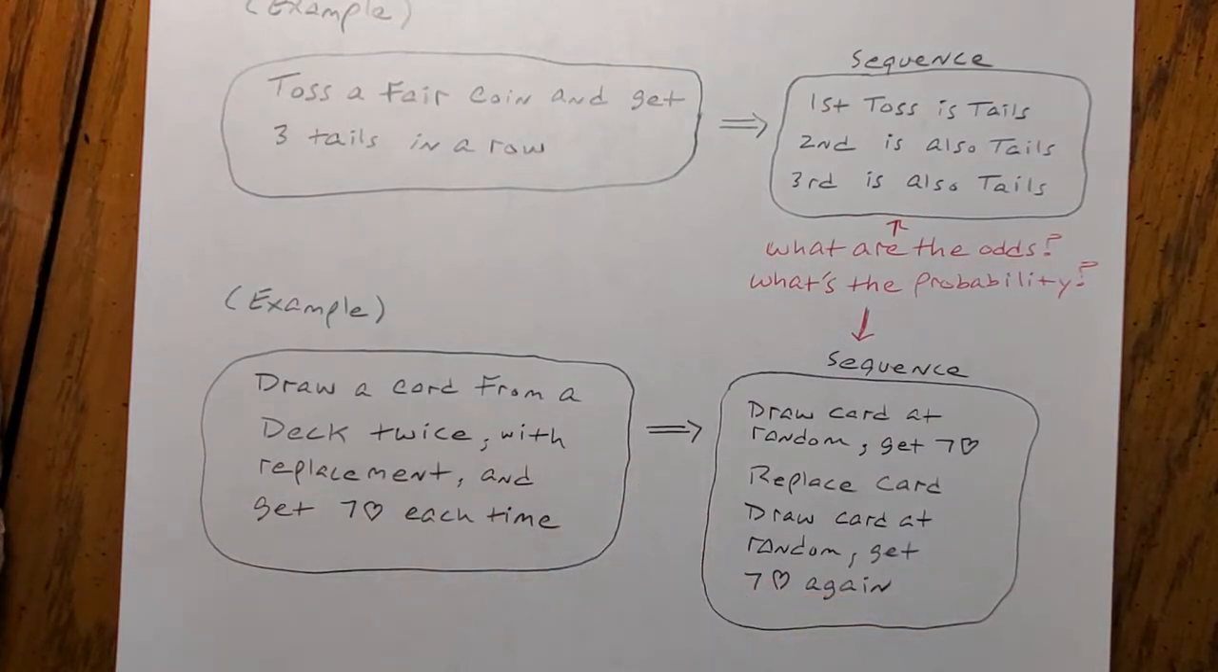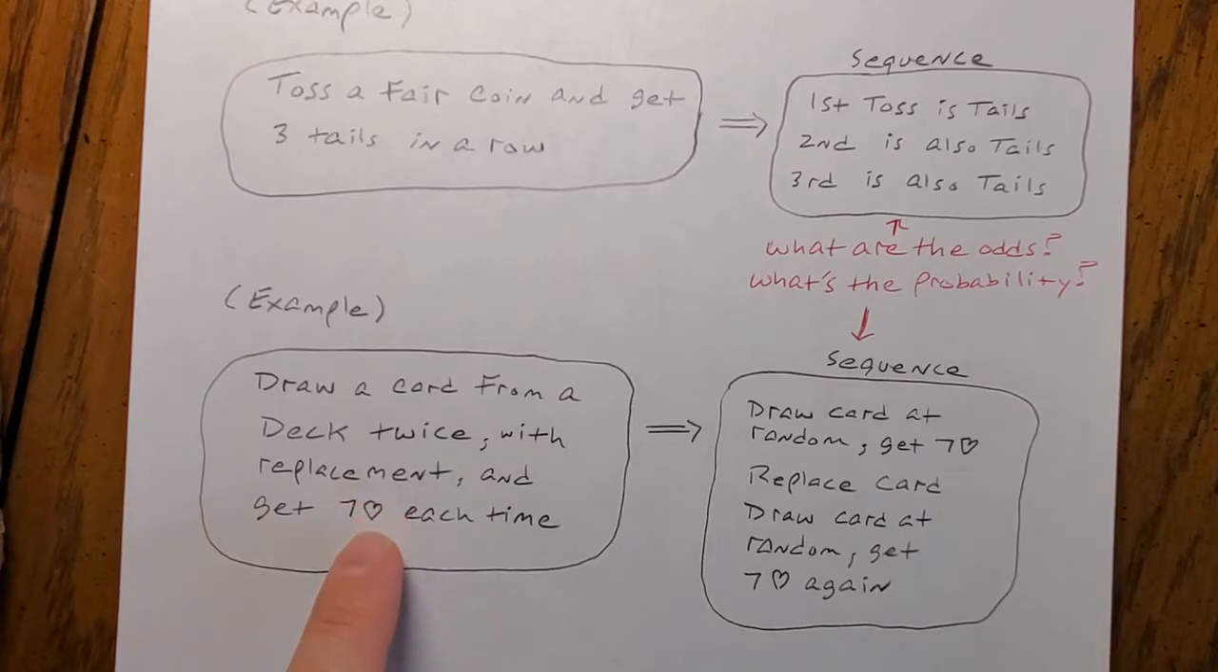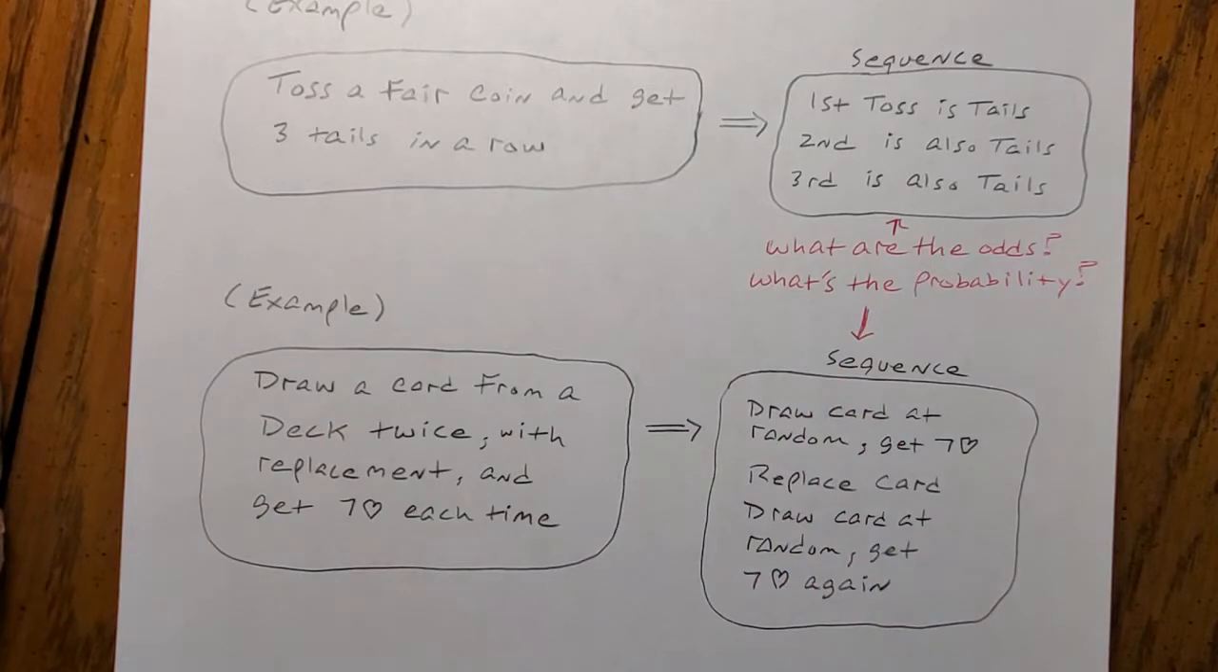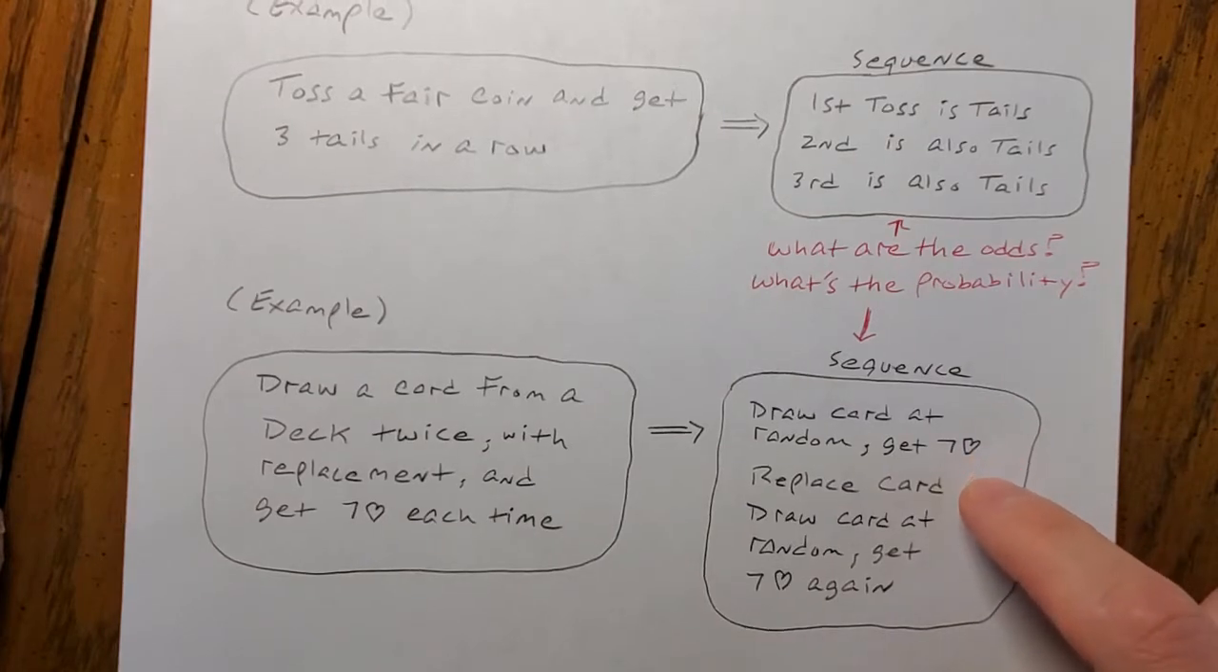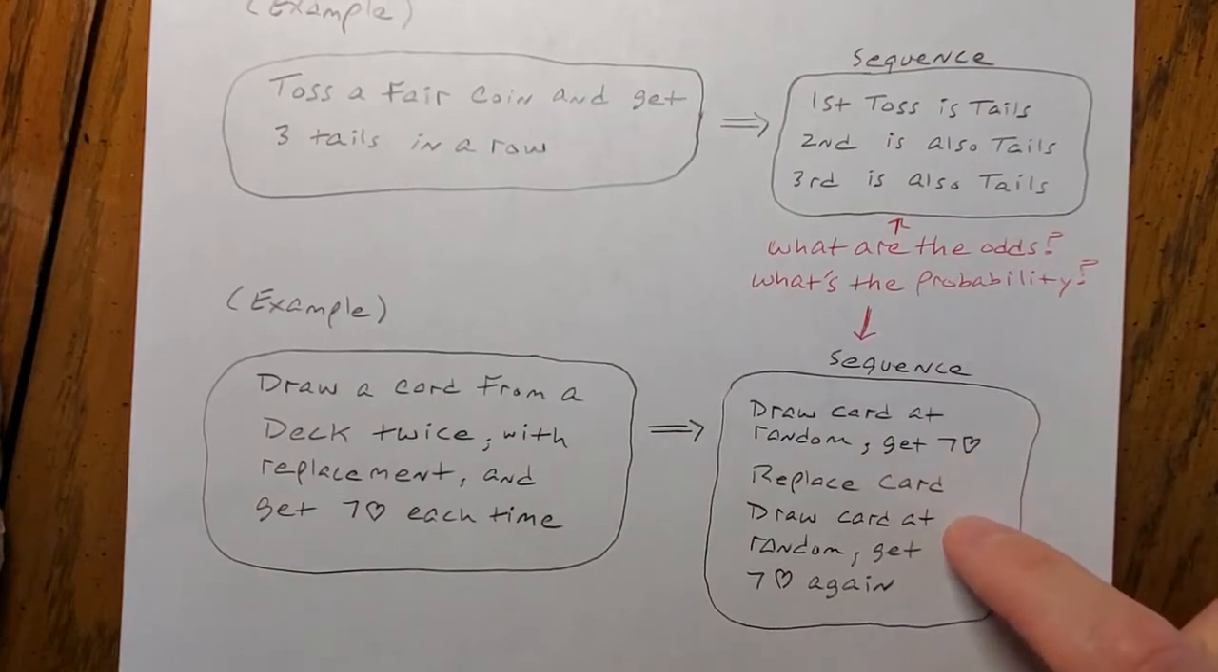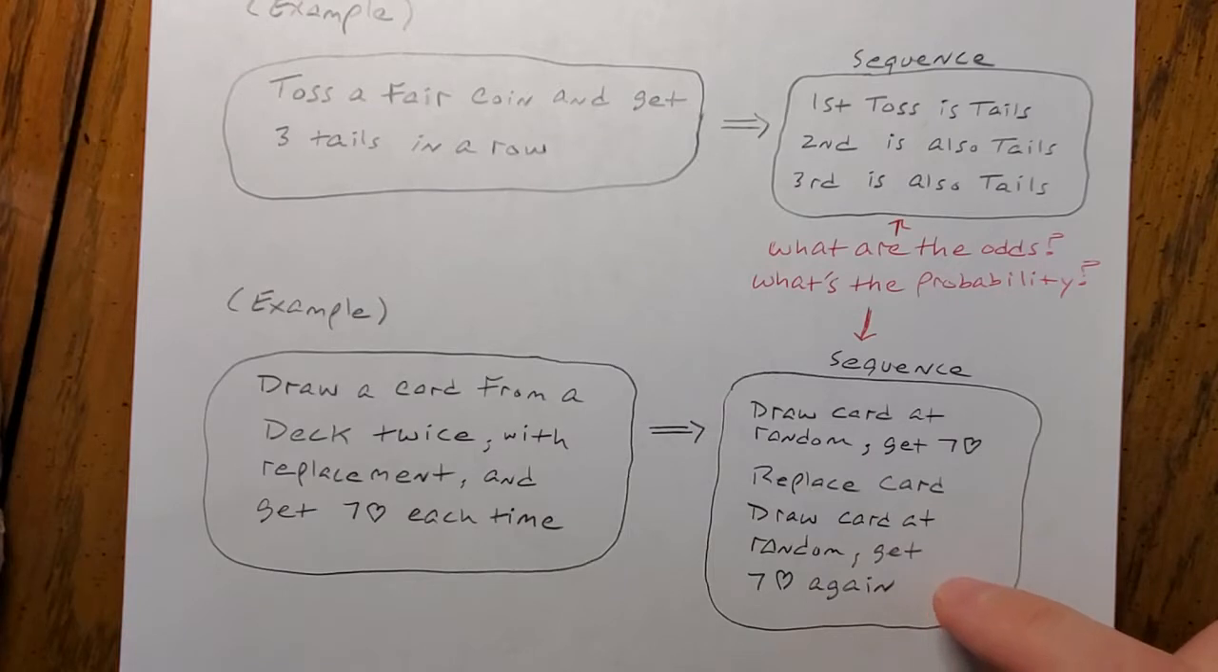So the next example of events occurring in sequence, I guess we've seen one like this before, okay? You've got your standard deck of cards, and you draw a card from the deck twice, and you replace the card each time you draw it, and you get the 7 of hearts each time, okay? Again, those are 2 events occurring in sequence, one right after the other. Draw a card at random, get 7 of hearts, then replace the card, then draw another card at random, get the 7 of hearts again.